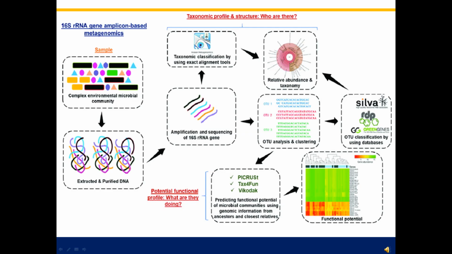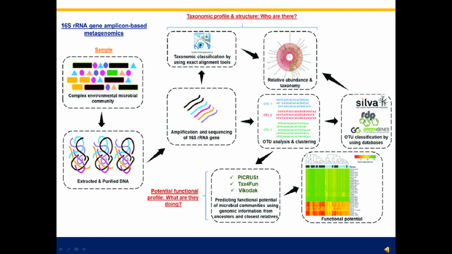Coming to the most important sequencing technology in metagenomics, it's 16S rRNA gene amplicon based metagenomics. We perform this to find out the taxonomic profiles and structures so that we can know what bacteria are present and what they are actually doing. This follows simple basic steps, like collecting the samples. The samples can be from a complex environmental microbial community.